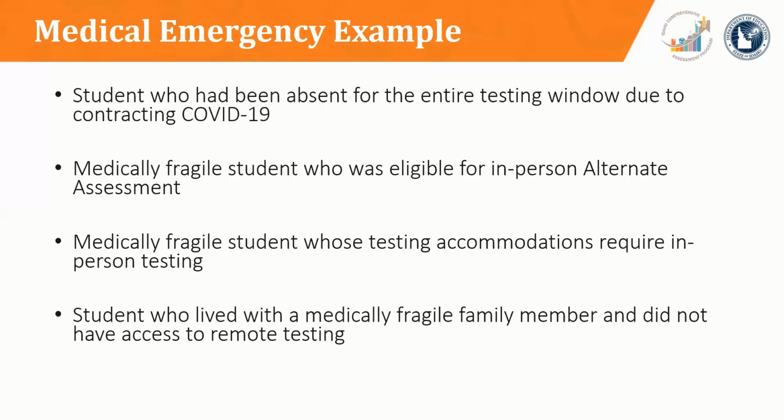The examples of medical emergency include students who had been absent for the entire testing window due to contracting COVID-19, or a medically fragile student who was eligible for in-person alternate assessment, because alternate assessment was only provided in person. If the existing medical condition prevented the student from coming into the building, the student is considered exempt.